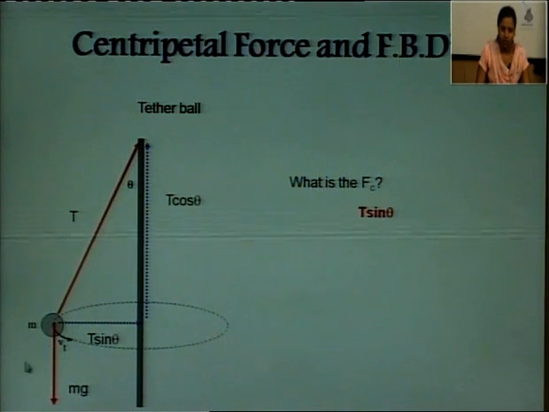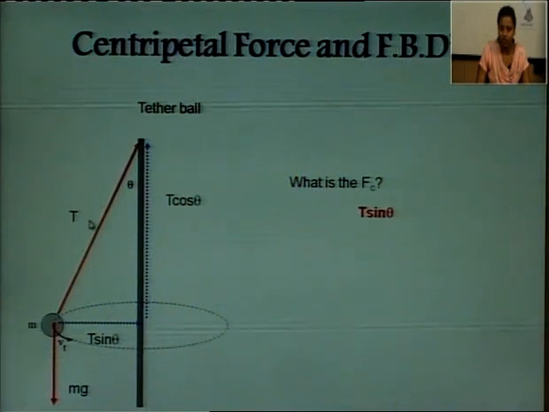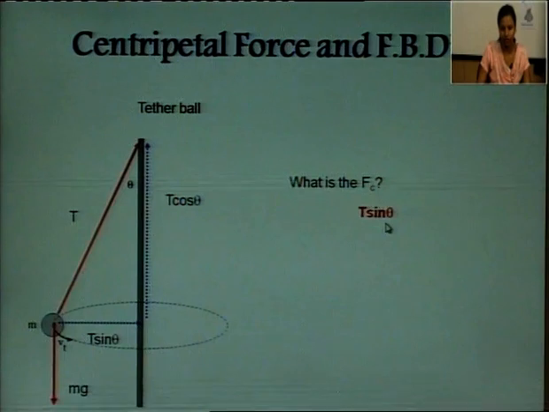If a body is moving like this, its weight is mg and the tension in the string is T. If this angle is theta, then this component is T cos theta and this component is T sin theta. The force which is the centripetal force is provided by this component T sin theta. So what is Fc here? It is T sin theta.